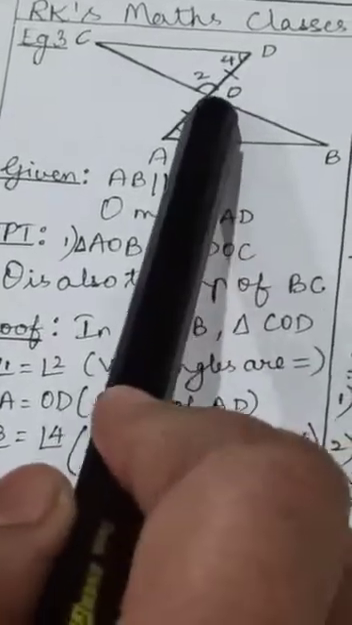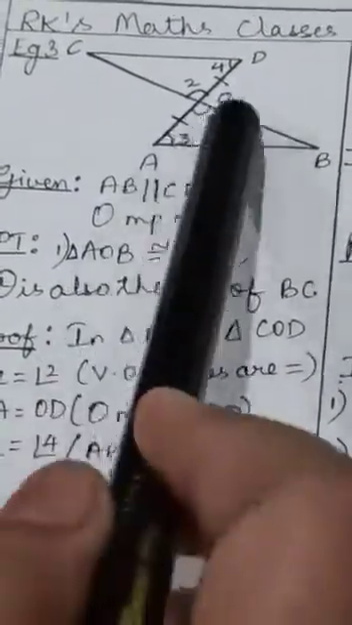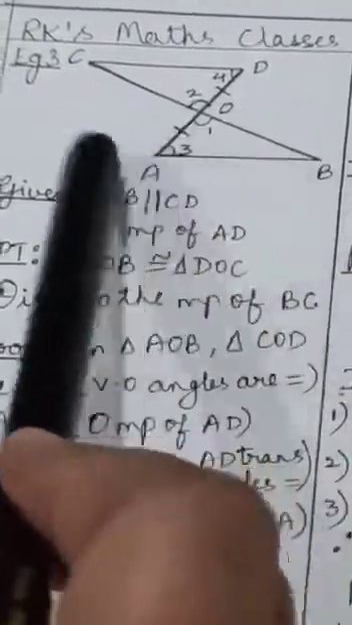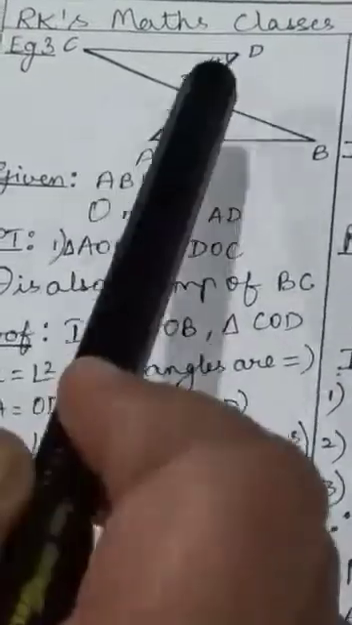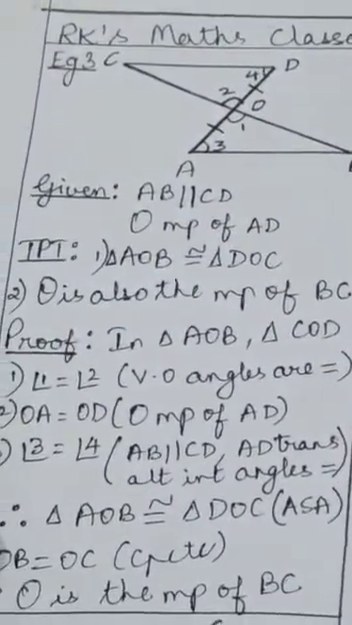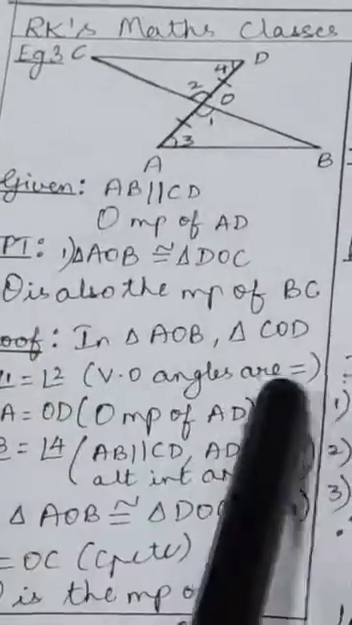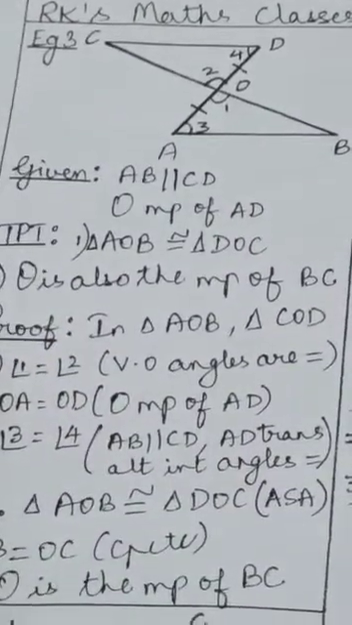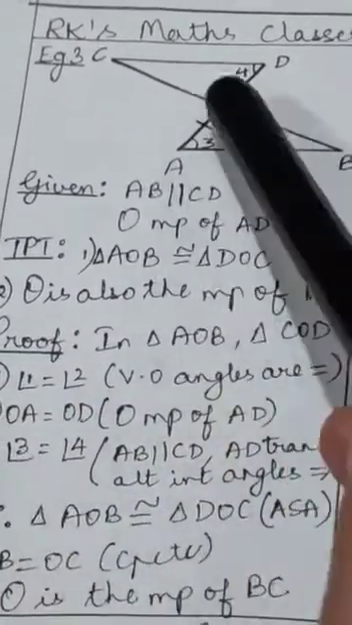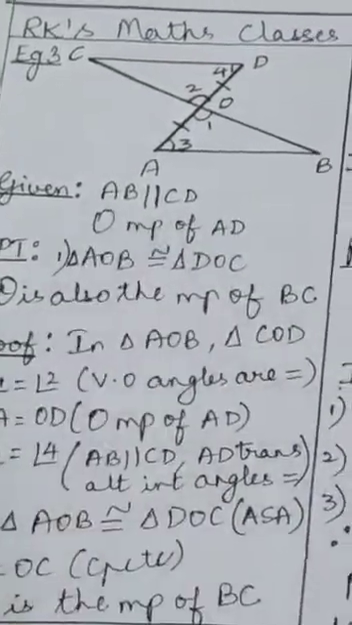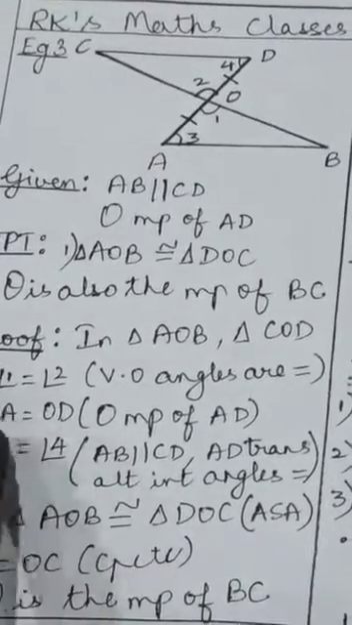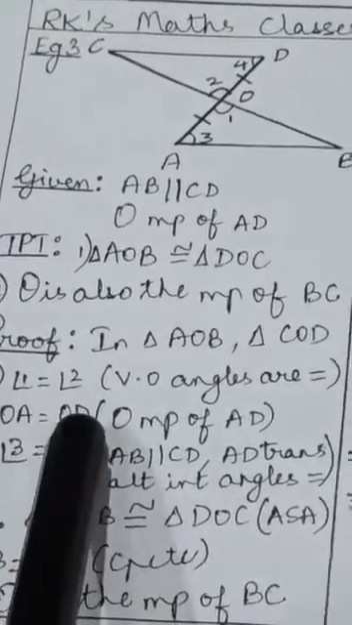I have marked these angles 1 and 2. Angle 1 of this triangle AOB is equal to angle 2 of triangle COD. Angle 1 of this triangle is equal to angle 2 of the other triangle. Why? Because they are vertically opposite angles and they are equal. What else do we know? We know that OA is equal to OD because we are given that O is the midpoint of AD. So we have another piece of information. OA is equal to OD.